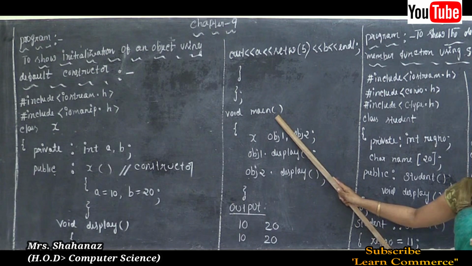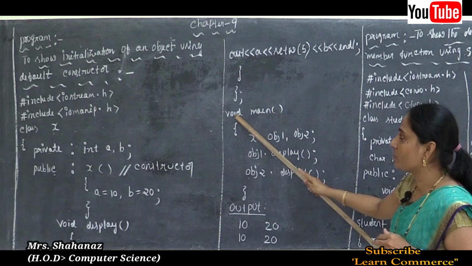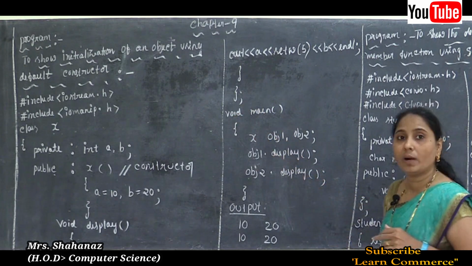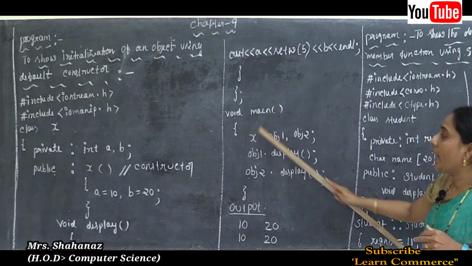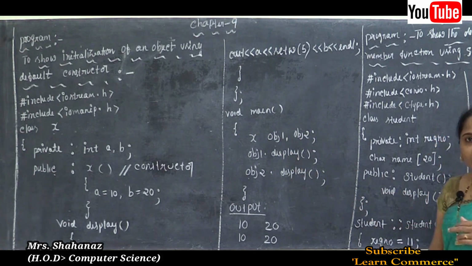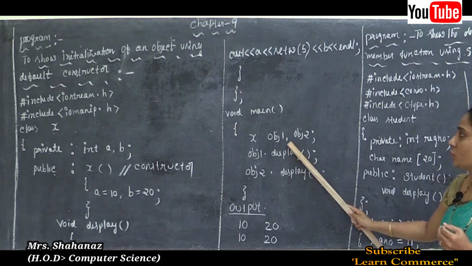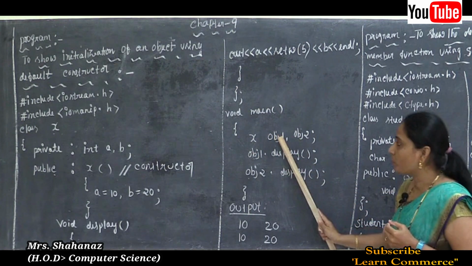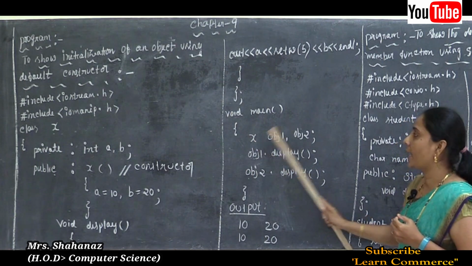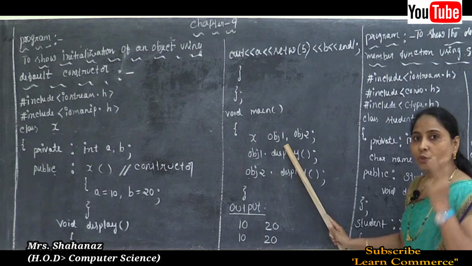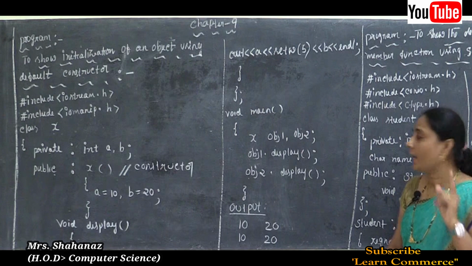After the end of the class definition, we need to define the main function. The main function is going to be defined by using void, and after the void the opening of the curly bracket. Next, what objects do you want to declare? By using the class x, such objects are going to be declared here, using the class name. The class name is x, and in this example I used two objects. The object names are obj1 and obj2.